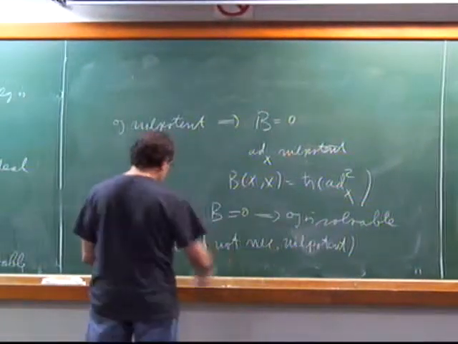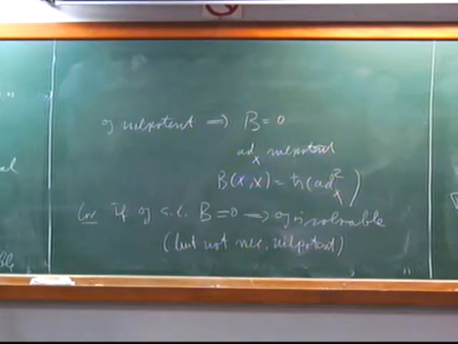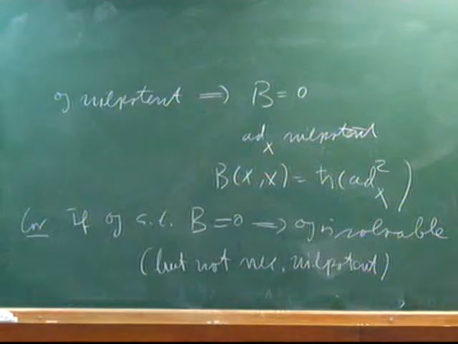And one can give examples. I think I'm asking for that in the exercises. Give an example of a Lie algebra which is solvable but not nilpotent, whose Killing form is 0.